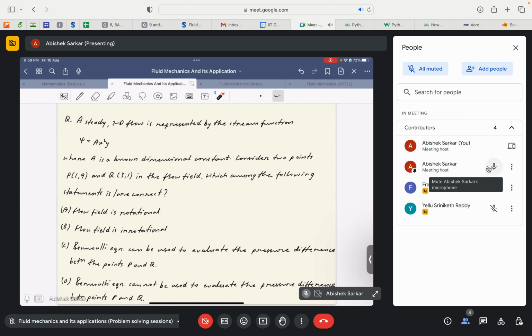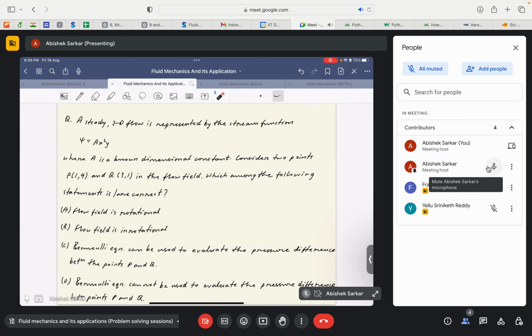So I guess it's quite obvious what you have to find out first. I'll just give you an idea. First you need to find the velocity components U and V. From that you need to check whether this condition is satisfied or not, whether this is equal to 0 or not. Can both of you please do that fast? We have only a few minutes left.